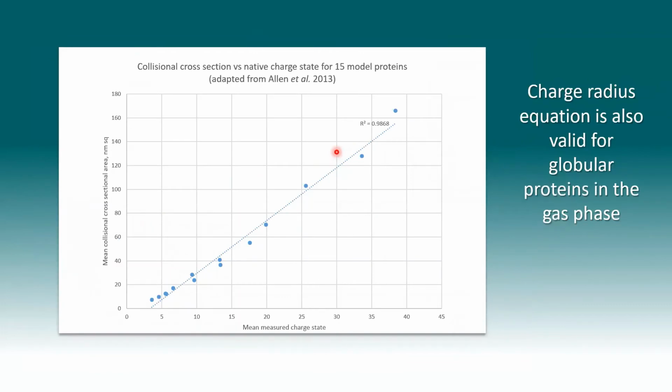And this also applies to the gas phase. So this is a comparison of collisional cross-sectional area against the native charge state for 15 model proteins. And you can see that the charge radius equation is also valid for globular proteins in the gas phase.